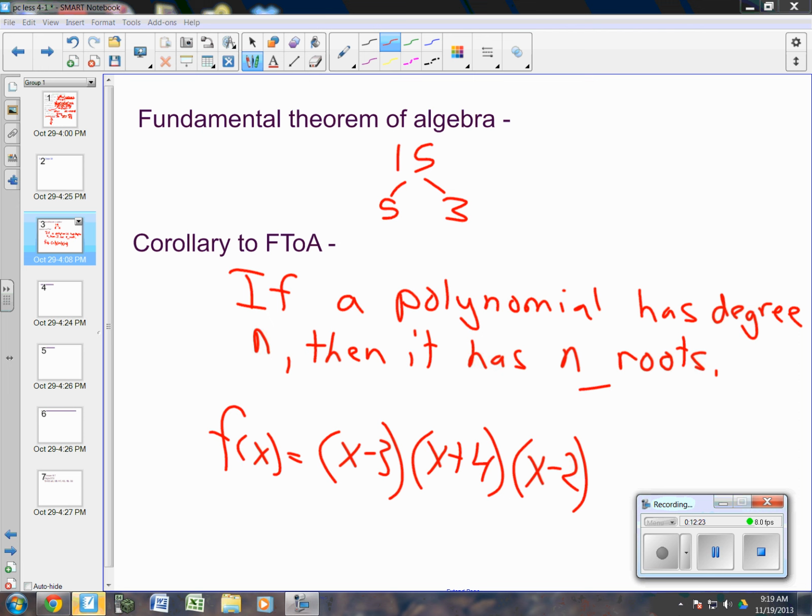If I multiply those 3 linear factors together, what am I going to get? What's my highest degree term going to be? Say that again, Miranda. X to the third, right? If I multiply all these out, I'm going to get a polynomial that's going to say x to the third. Now, this thing's going to have exactly 3 roots. Now, you can see what they are right here. X equals 3, because 3 minus 3 would make 0. X equals negative 4, because negative 4 plus 4 would make 0. And x equals 2, because 2 minus 2 would make 0. Does that make sense?